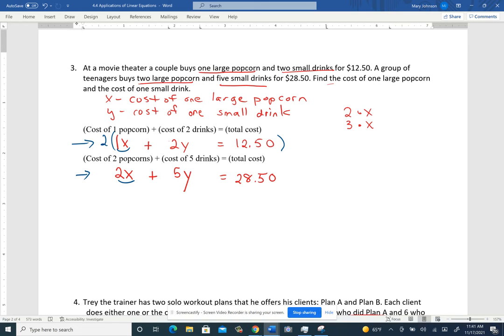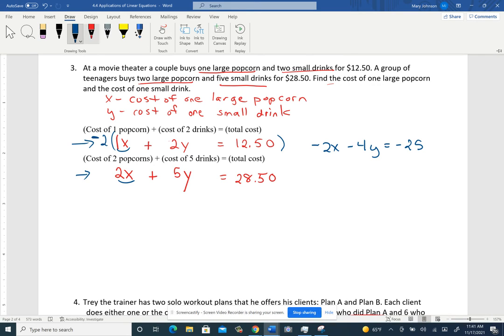But if I did, that would be a 2x in that first spot, and I already have a 2x. So I need one positive and one negative. So what I could do is just multiply by a negative 2. So my first equation would become negative 2x, negative 2 times 2 would be minus 4y, and negative 2 times 1250 would be negative 25. And then I'm just bringing the bottom equation along.